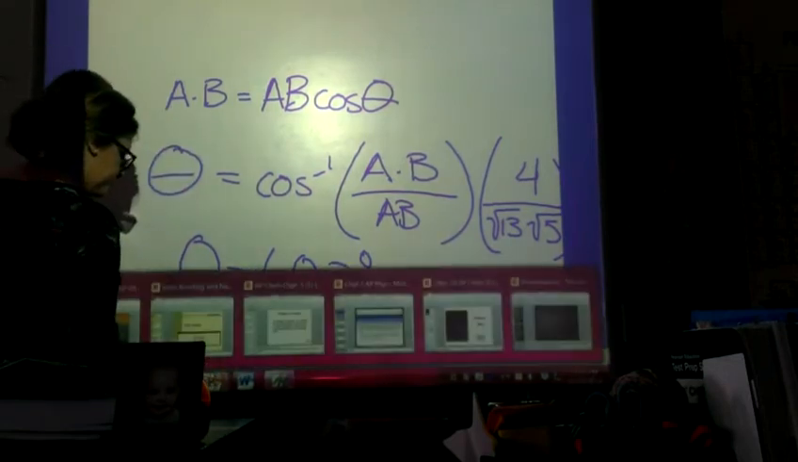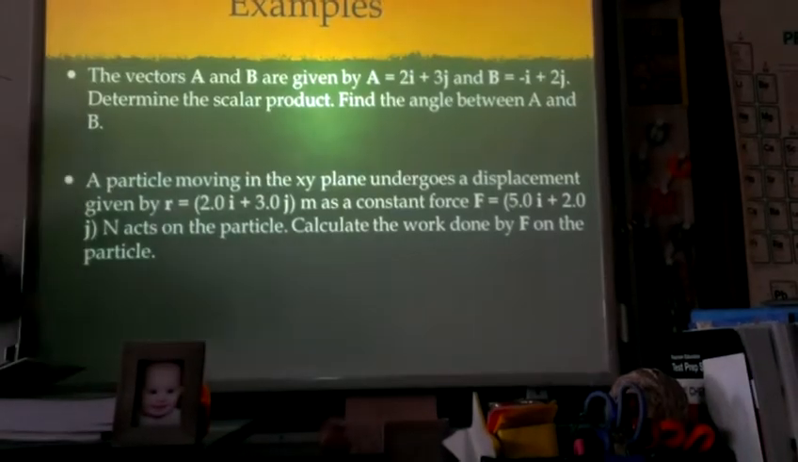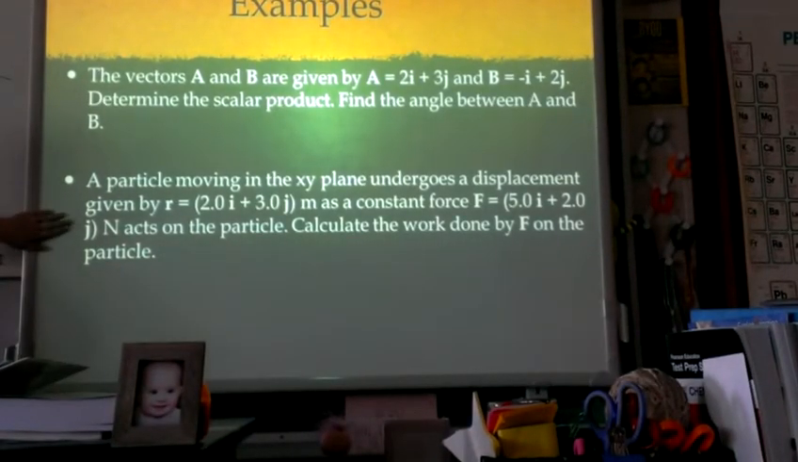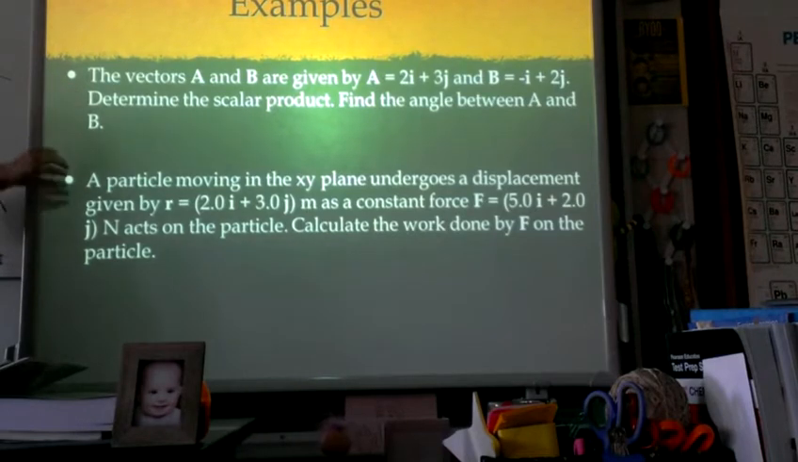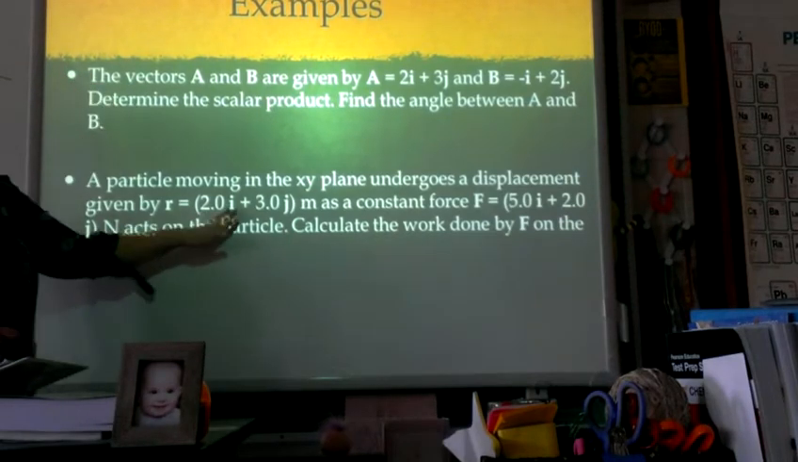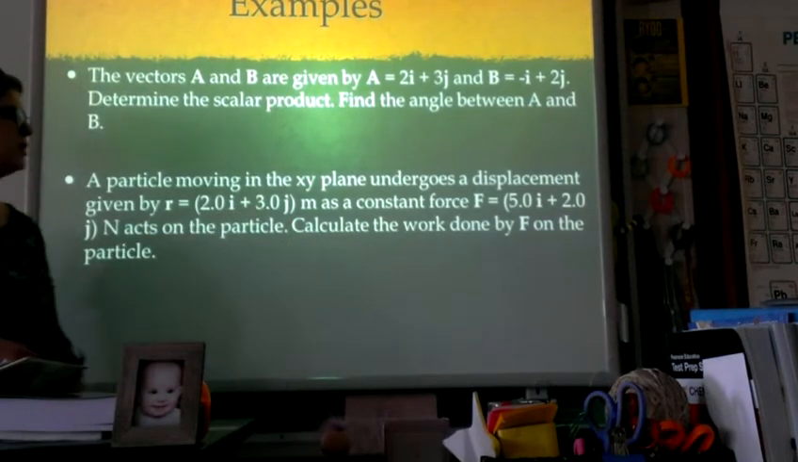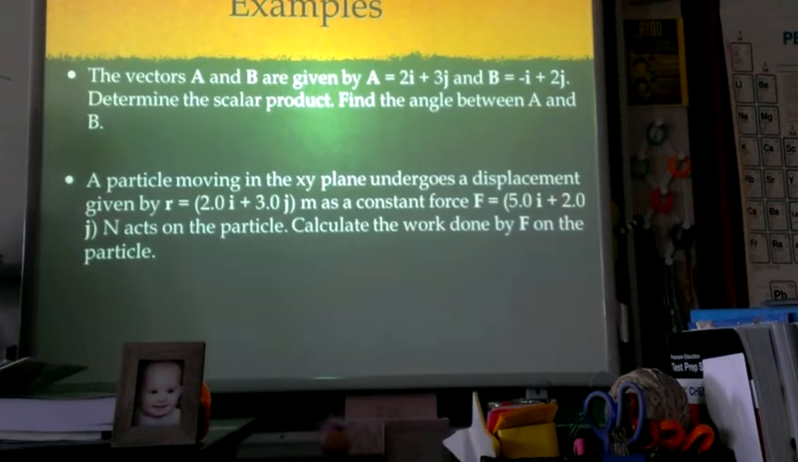Okay? Okay, so for Monday, I want you to try this one for me. All we're doing is applying this situation with a scalar product to work. So it says a particle moving in the xy plane undergoes a displacement given by r as 2i plus 3j meters, as a constant force F equals 5i plus 2j newtons acts on the particle. Calculate the work done by the force on this particle.